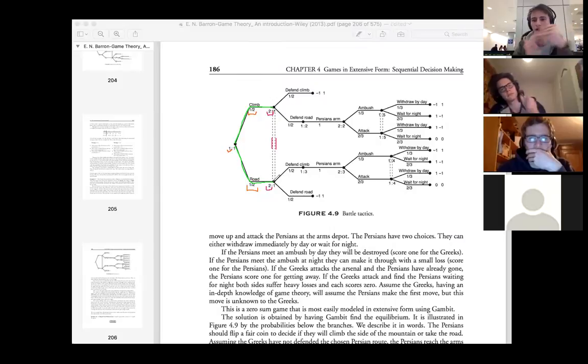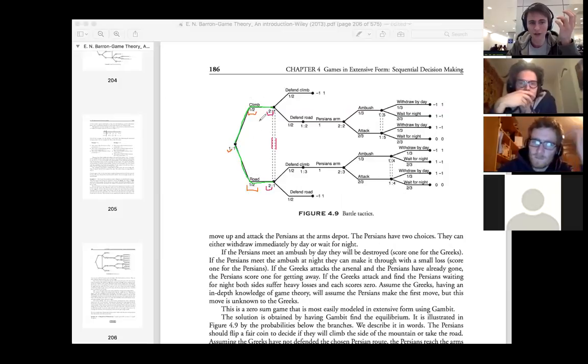The Persians are going to move their army and they either have to wait in hiding or attack them on the road or on the cliff, right? So they're going to have to make that choice, and that's why this is the same information set. It's a simultaneous choice. That's the way I'm trying to explain it. At the same time that Persia decides to climb or go to the road, Greece decides to either defend the cliff or defend the road. Does that make sense?